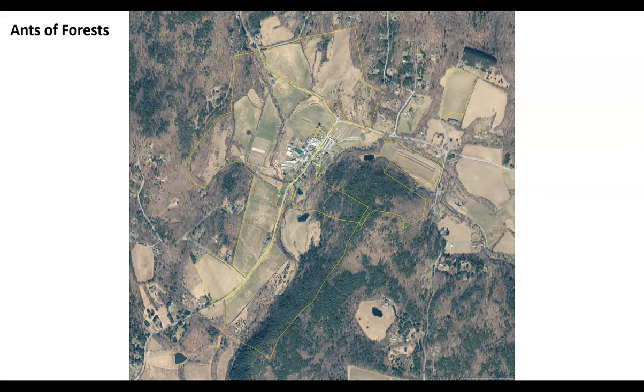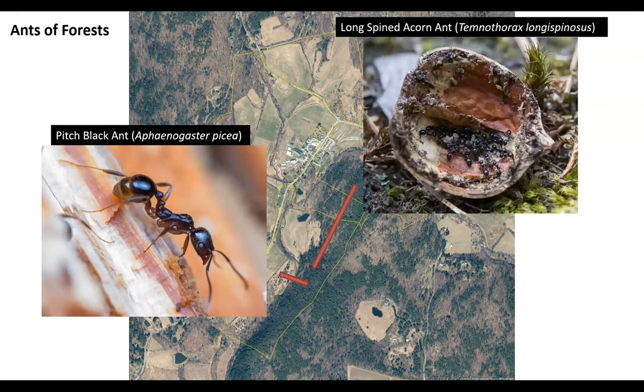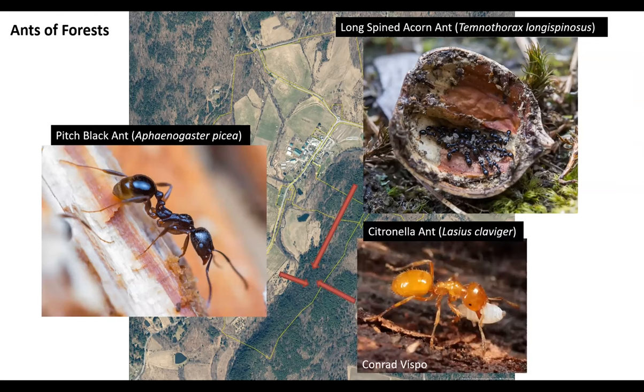Ants of forest, so you get some species that don't exist in the open habitats, like a Aphaenogaster picea. You have an acorn ant, Temnothorax longispinosus. You're not going to find that in open habitat. A citronella ant, so these, when disturbed, they actually smell like citronella. That's the alarm pheromone.